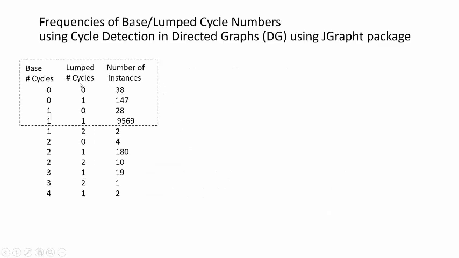So what we found is illustrated in this table. The pairs are categorized according to how many cycles were detected in the base model and how many cycles in the lump model. So the number of instances in which there were no cycles in the base model and no cycles in the lump model, in which we consider acyclic or absorbing behavior, was 38. The number of instances in which there were no cycles in the base model, but one cycle in the lump model was 147, and one cycle in the base model and 0 cycles in the lump model was 28.